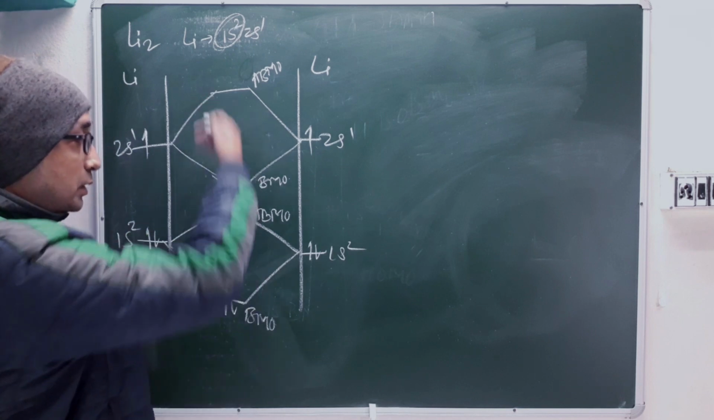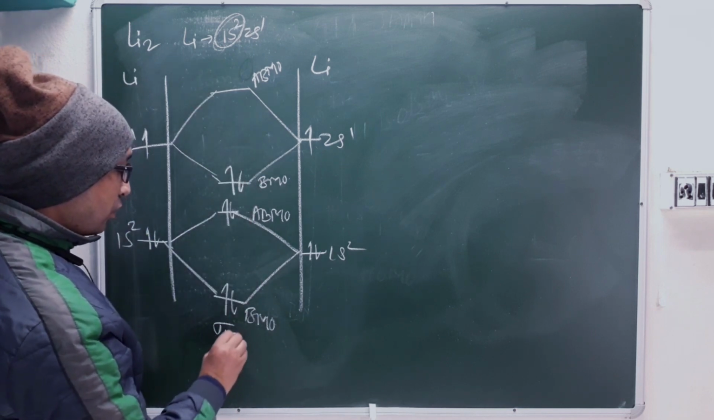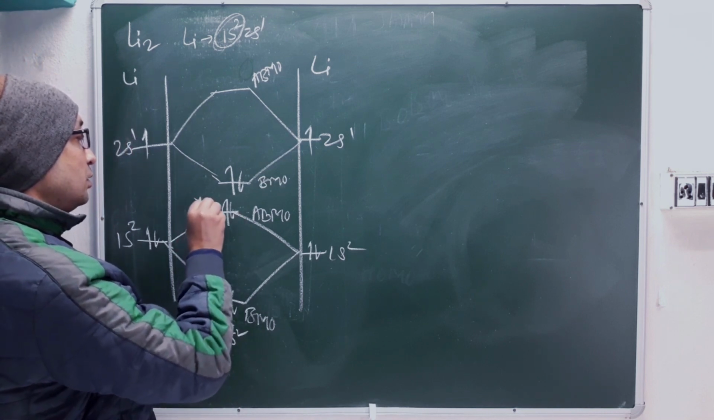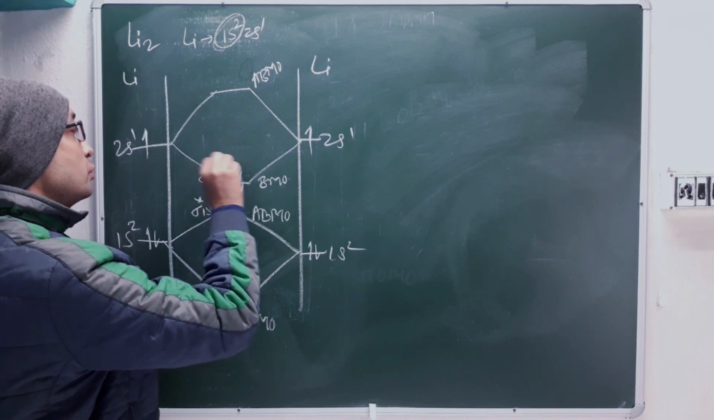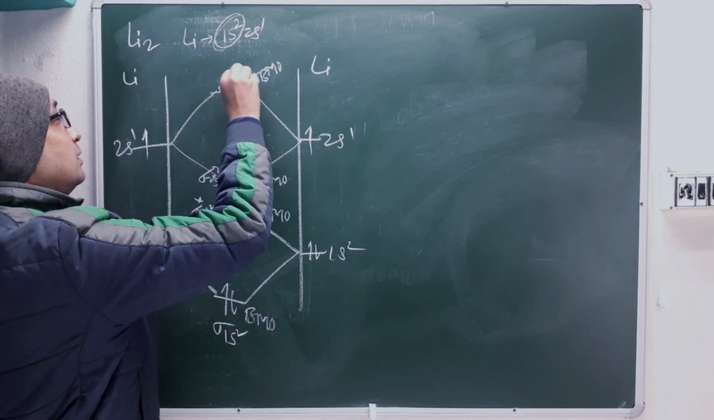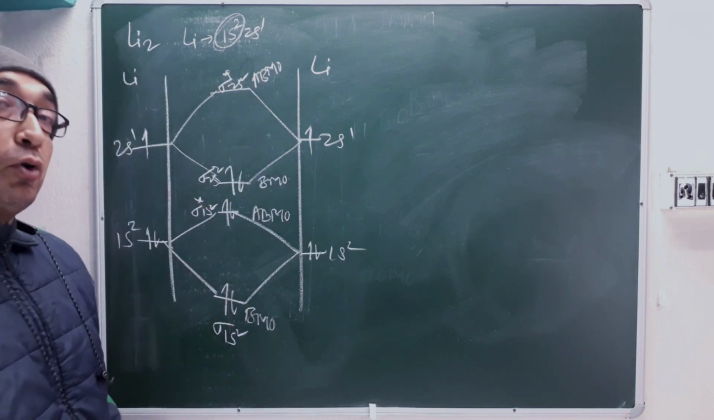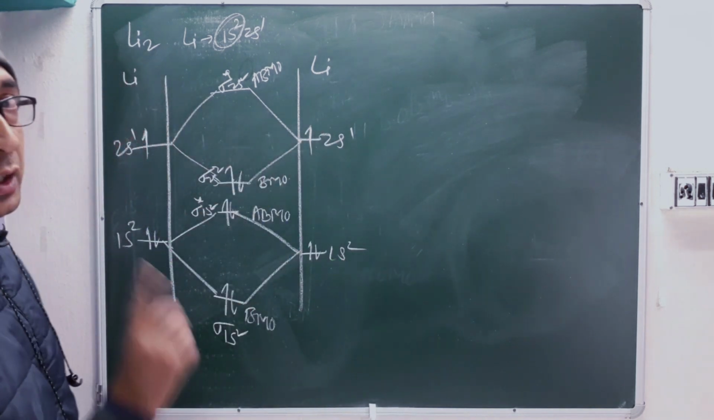So now how will these molecular orbitals be named? It will be sigma 1s2. This will be sigma star 1s2. This will be sigma 2s2. This will be sigma star 2s2. Okay. Now if they ask what the molecular configuration is, how are you going to write it for this Li2 plus molecular configuration?